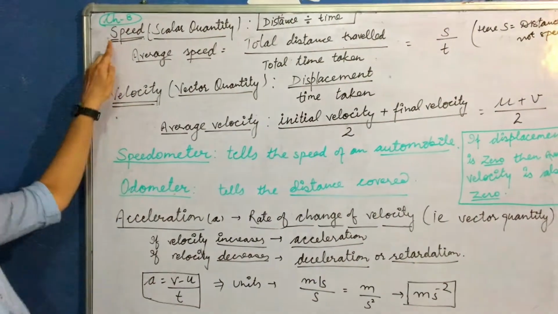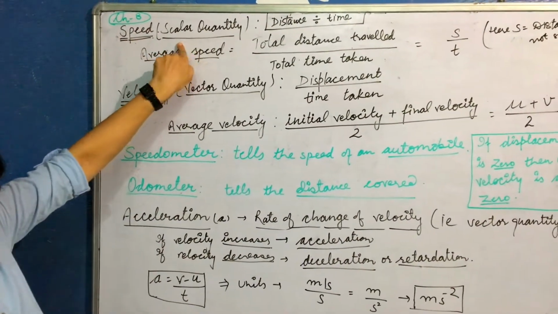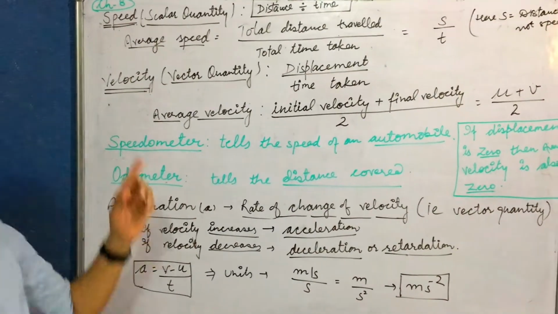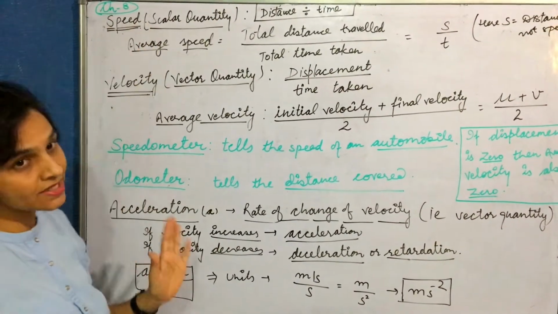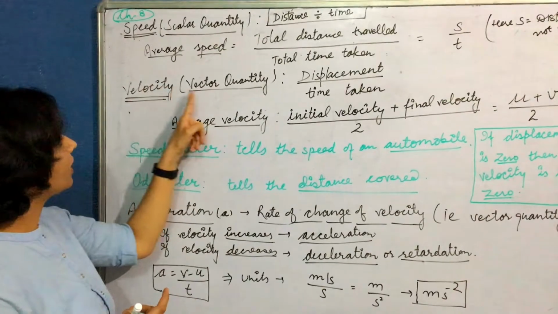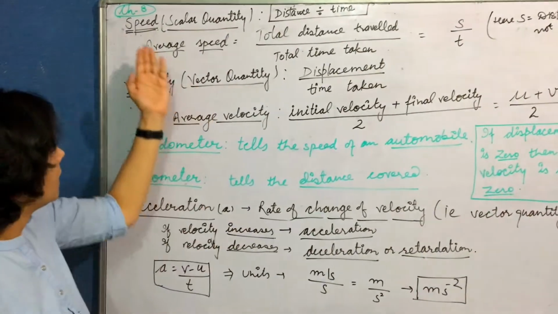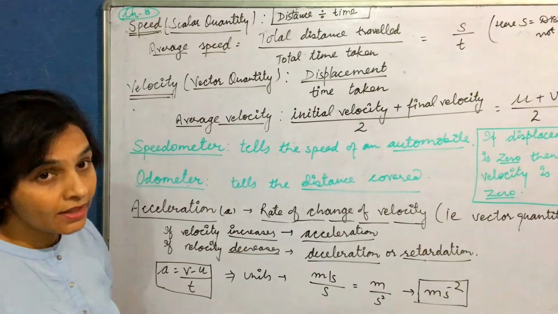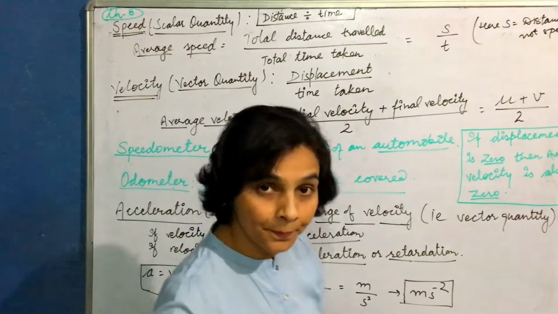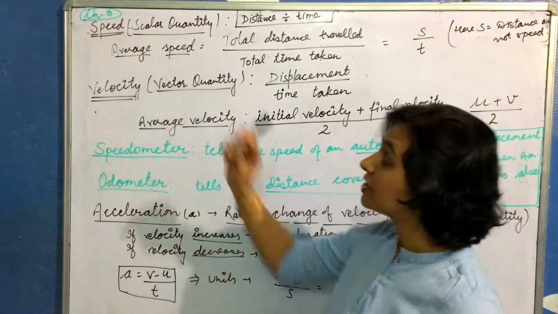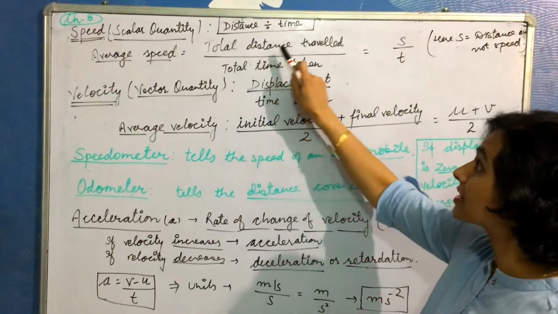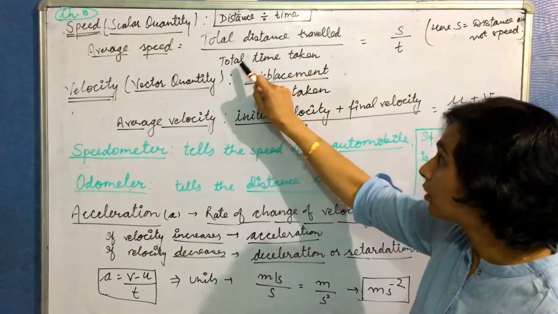See, speed is a scalar quantity. S for speed, S for scalar, V for velocity, V for vector. Speed is a scalar quantity, that is distance upon time, while average speed is total distance traveled divided by total time taken.